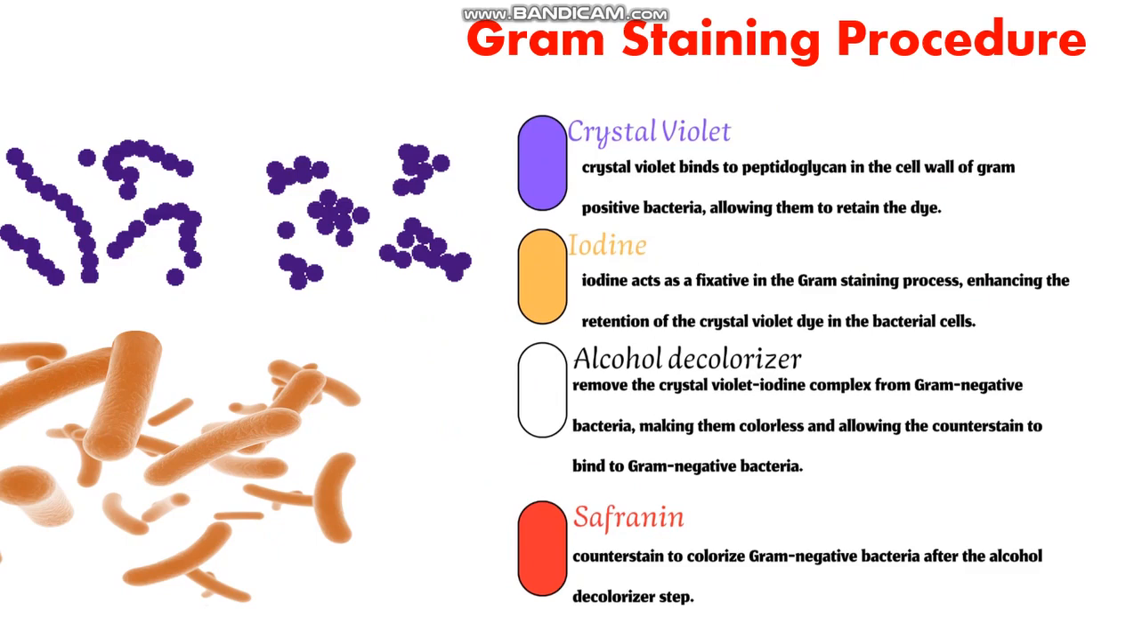Final step, the safranin. We apply safranin as a counterstain. This red dye colors the now colorless gram-negative bacteria, allowing us to visualize them distinctly. Gram-positive bacteria, on the other hand, retain their purple color from the crystal violet. This simple yet powerful technique helps microbiologists identify bacteria quickly and guide initial diagnostics and therapeutic decisions. As you can see, the Gram stain isn't just a laboratory procedure. It's the cornerstone of bacterial identification and classification.